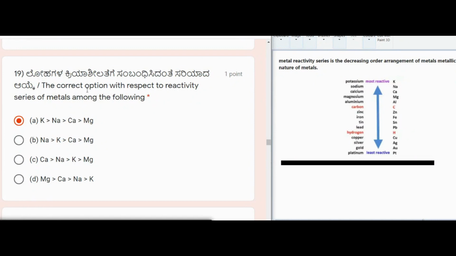19th question. The correct option with respect to reactivity series of metals among the following. If you see the right side of the screen, here we have the table with respect to the reactivity series of metals. So potassium is the most reactive, then sodium, then calcium, then magnesium. So if you see the options A, B, C, D, the correct option will be A, because potassium is greater than sodium, which is greater than calcium, which is greater than magnesium. So the correct option for this question is A.